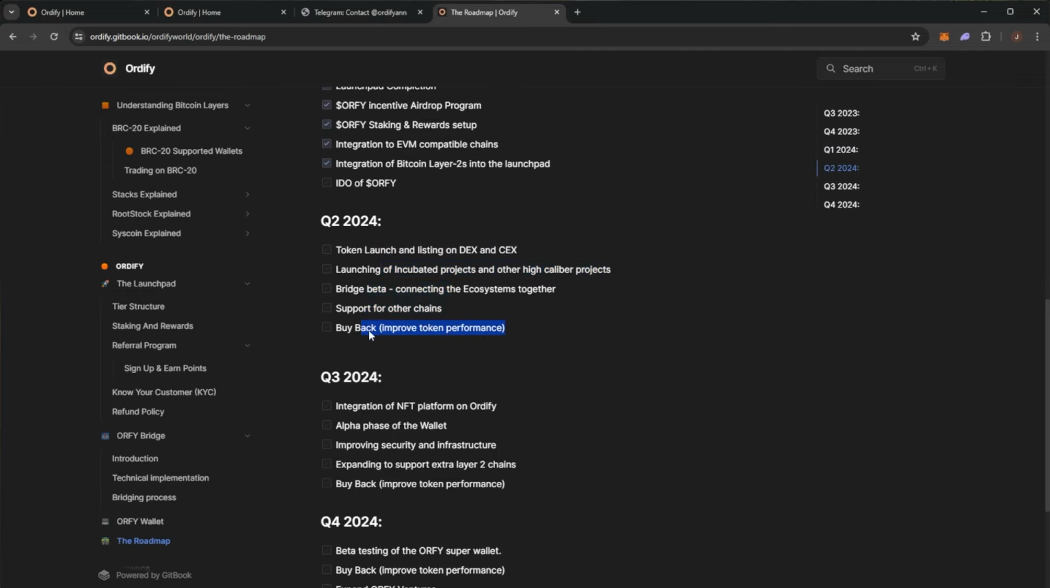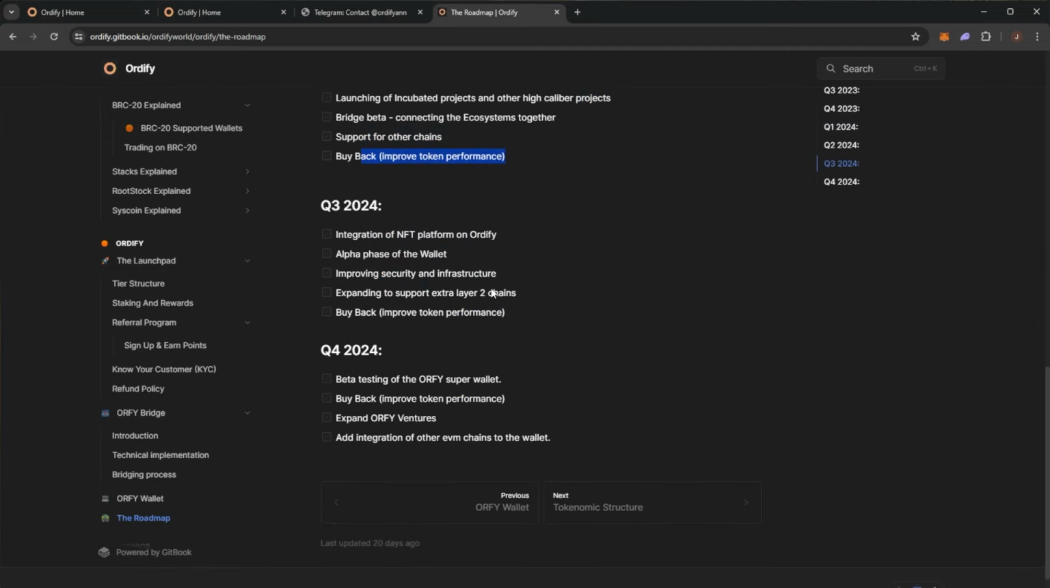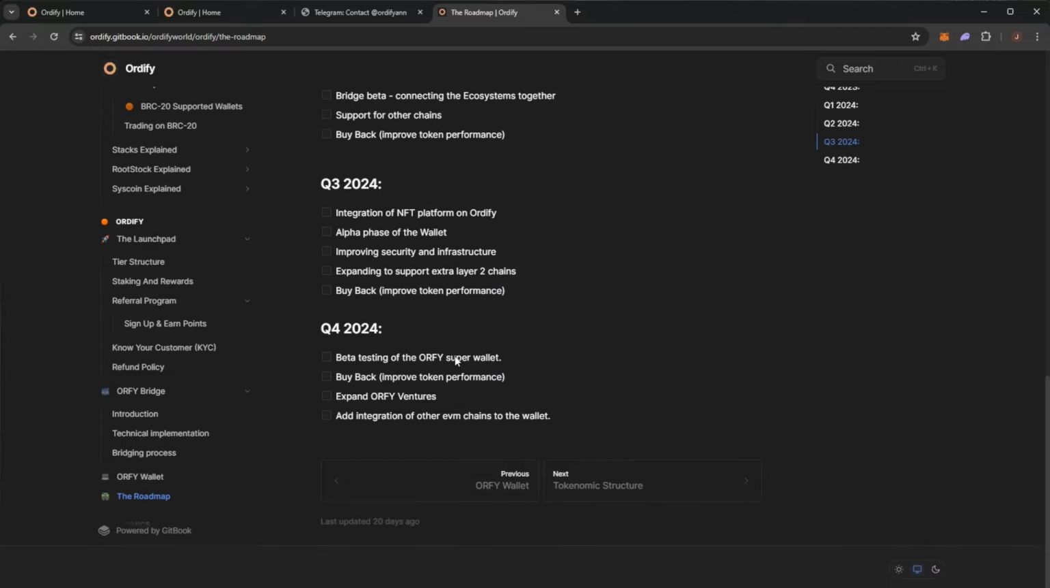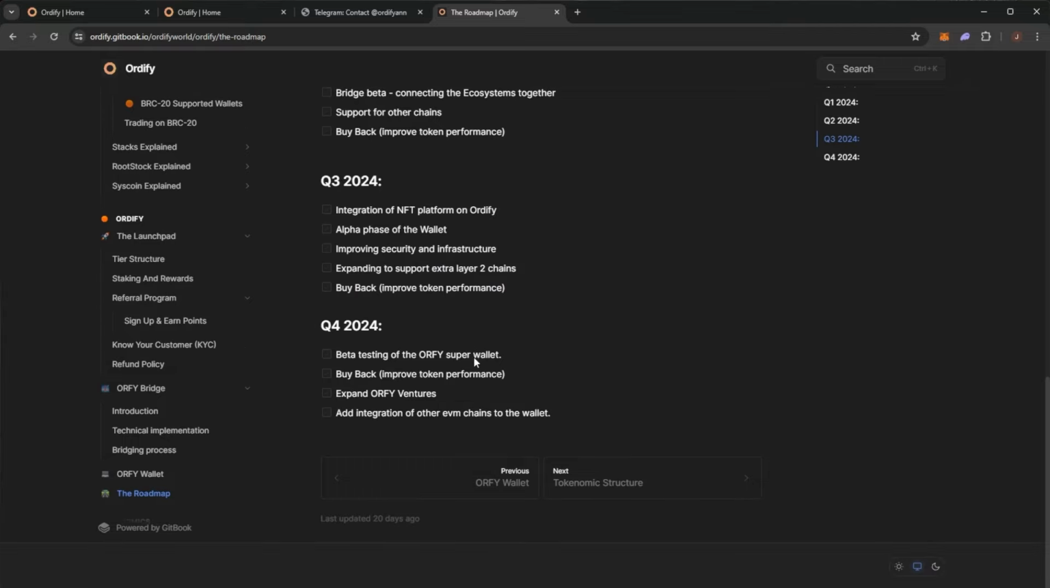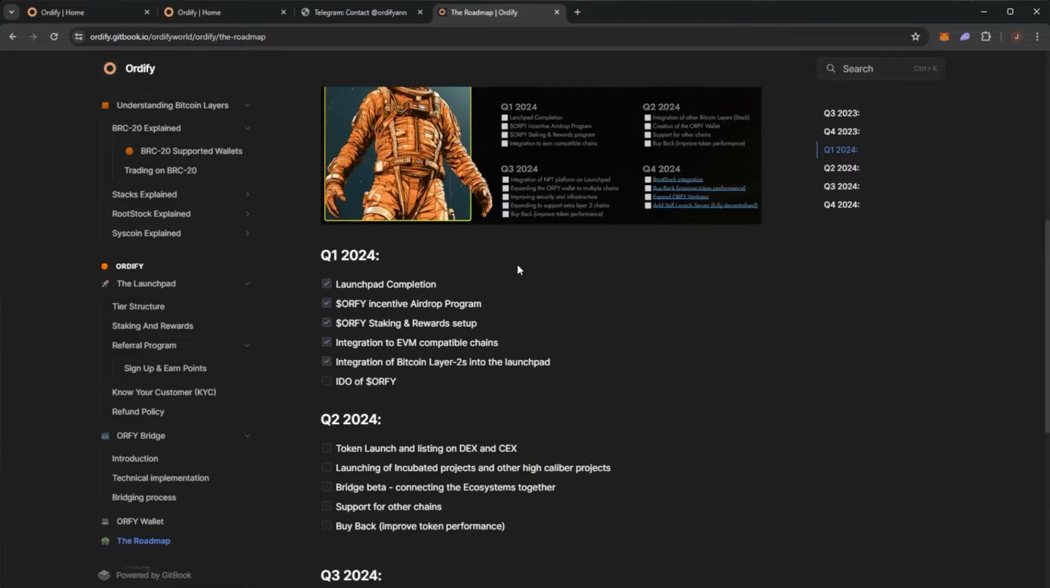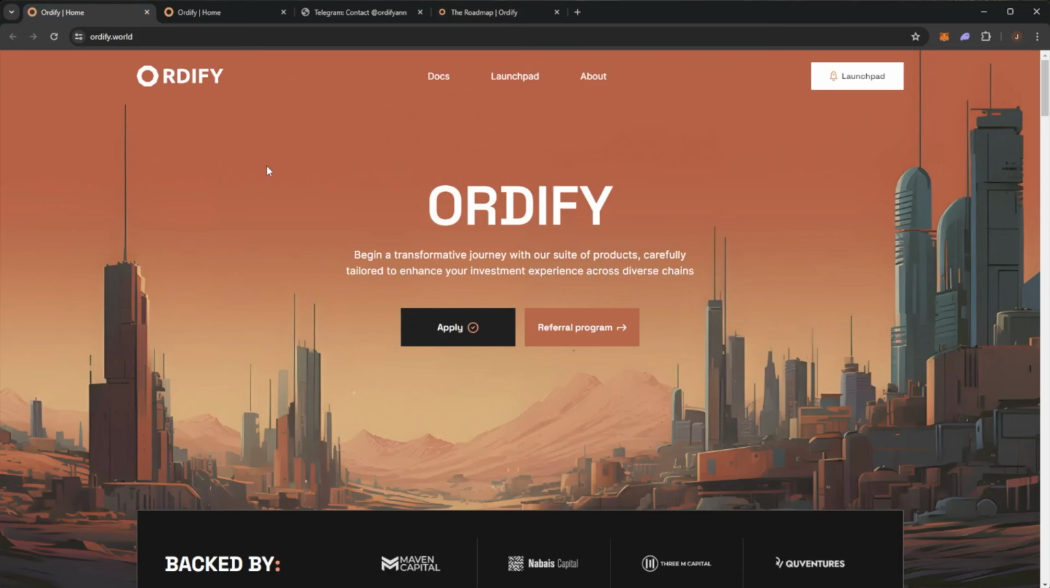Then there'll be their own token launch on DEX and CEX listings, launching of their incubated products, bridge beta, support for other chains, buyback to improve the token performance. Then there'll be an NFT platform, alpha phase of the wallet, improve some security and expand into extra layer 2s. Another buyback. And then near the end of the year, we'll be testing for the Ordify Super Wallet, more buybacks, expand the Ordify Ventures, and adding integration for other EVM chains to the wallet.